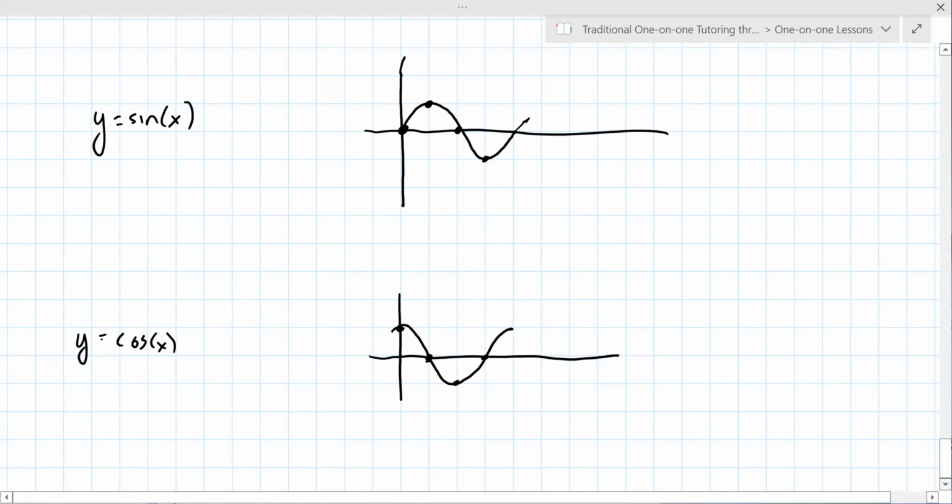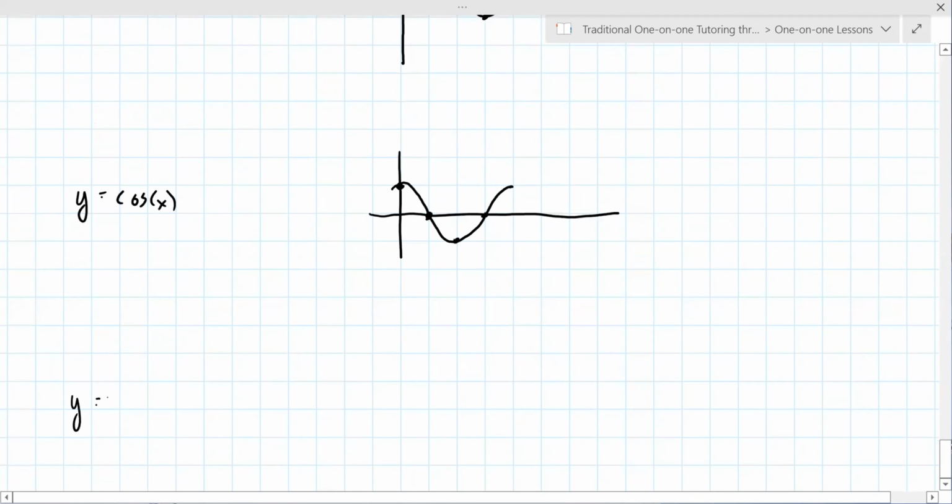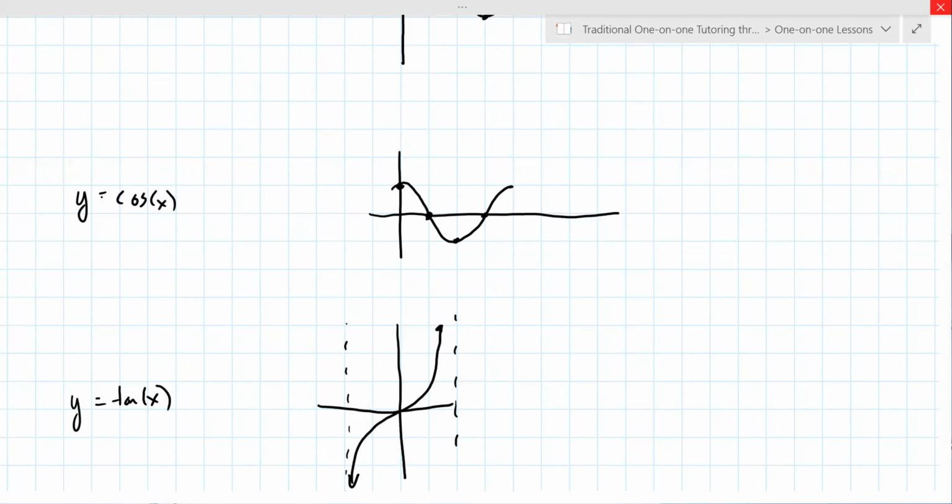And then tangent's kind of less important. It's got some other things going on. You can spend an entire unit on graphing these things, but tangent actually has some asymptotes. It starts down here and goes up like this. I'm not sure where they're going with this, but looks like you did it today in class.